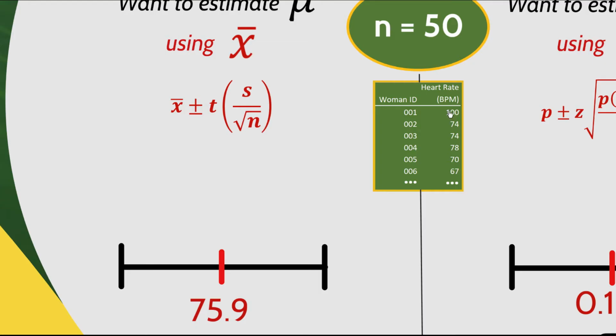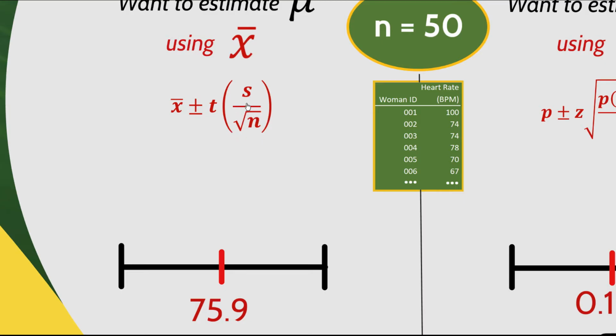So the greater the variation in the sample's heart rates here, the greater this number will be in the numerator. So in other words, the greater the interval we will create will be. And that kind of makes sense. The more uncertainty we have in our sample, the more uncertainty we will have in the construction of our confidence interval for the population mean, right?